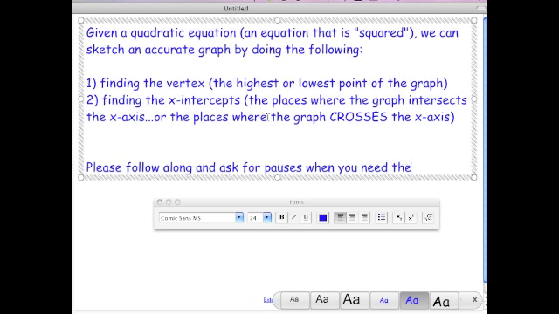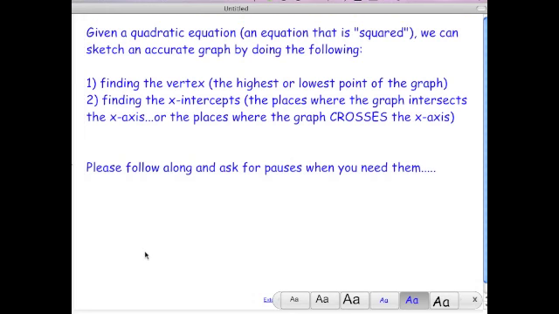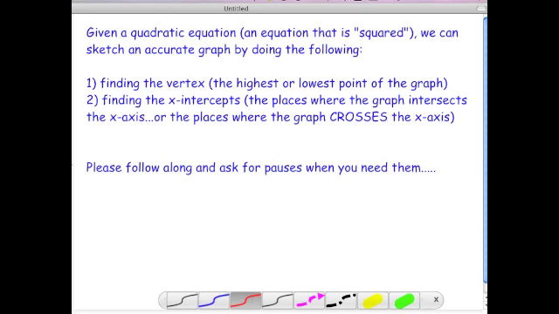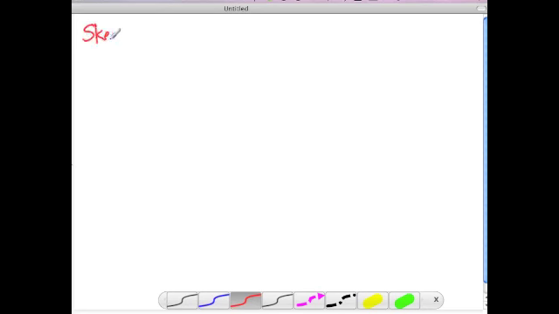So if there's something that doesn't make sense, please, of course, pause it, and I'll explain it some more. So the instructions that you are going to get are going to say sketch the graph. And so the graph I'm giving you on this one is y equals x squared plus 4x minus 12.